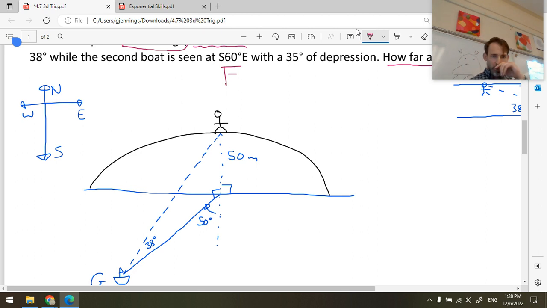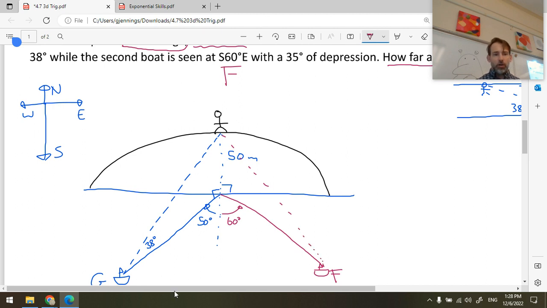So this next one is 60 degrees this way. 60 degrees, and it comes out like that and goes out to boat Fernando. So there's boat George and boat Fernando. Draw Fernando's boat. Okay. And then we'll just draw us looking at that from up there.